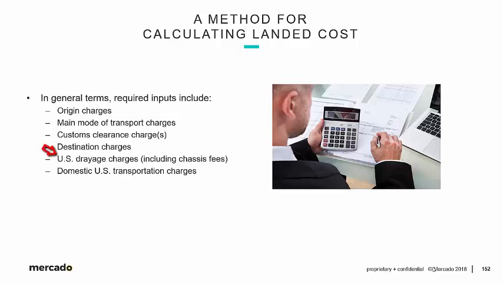The U.S. drayage charges, that's the short-haul trucking from an ocean terminal to a close-by destination, typically a deconsolidation center, which must include, as we see parenthetically, charges for use of chassis, and then any domestic U.S. transportation charges to get the merchandise from the first port of entry to where they need to be for distribution throughout the United States. As a first step, we have to identify those inputs, identify the unit of measure of each input, and put a dollar amount on what that charge is.